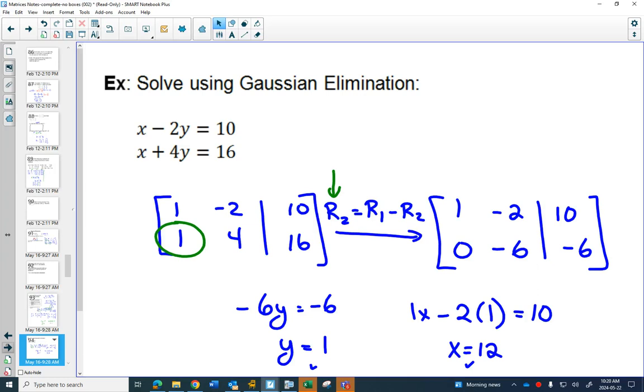So once I have this, negative 6 equals negative 6, I can rewrite that back with my algebra. That means negative 6y equals negative 6. So y has to equal 1. And if y is equal to 1, I can use my first row, that 1x minus 2y equals 10, and plug in 1 for y, and solve that x is 12.